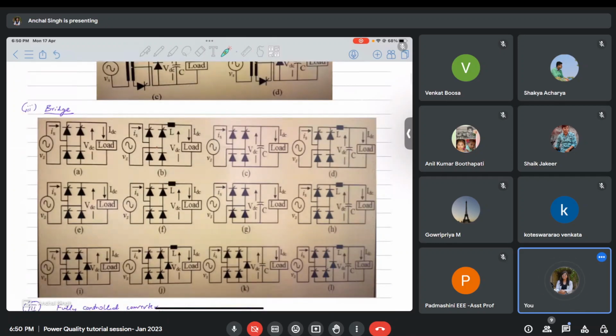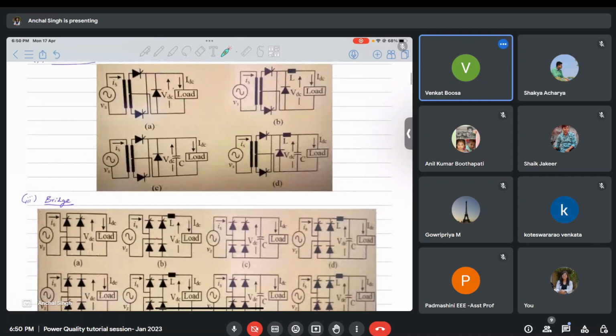Then there is bridge configuration in which there are four switches. Madam, the diode is a freewheeling diode, madam. Yes.